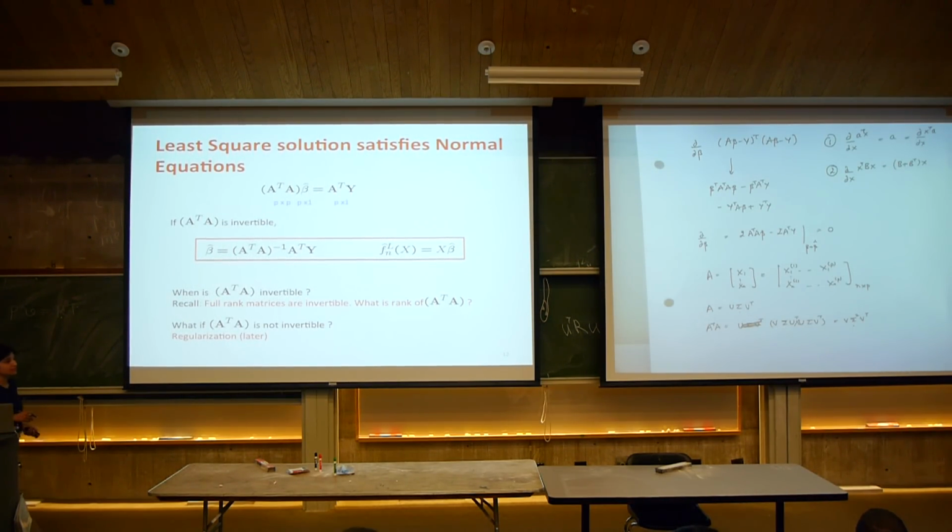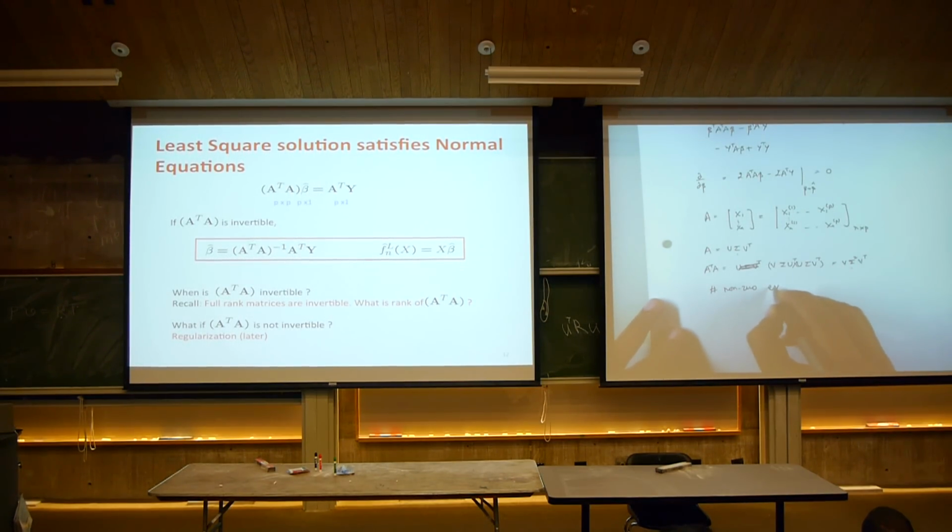And how many singular values does A have? A is n by p. So the number of singular values has to be at most the minimum of n and p. The number of linearly independent rows and columns of A has to be less than the dimension. So the number of non-zero singular values of A is at most the minimum of n and p, which implies that the number of non-zero eigenvalues of A transpose A is at most the same quantity.